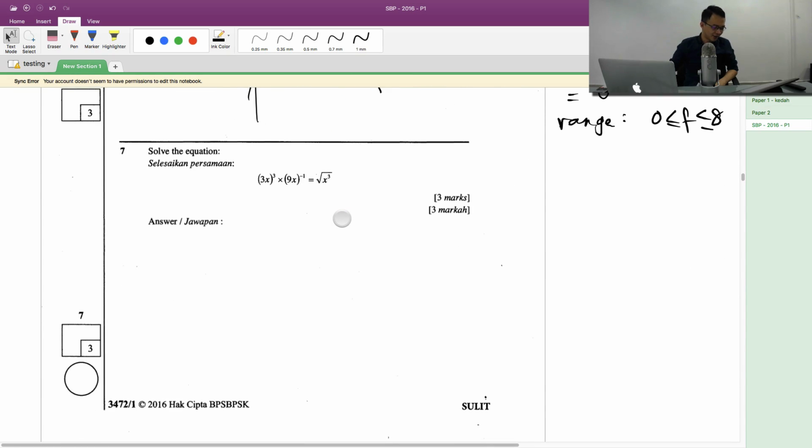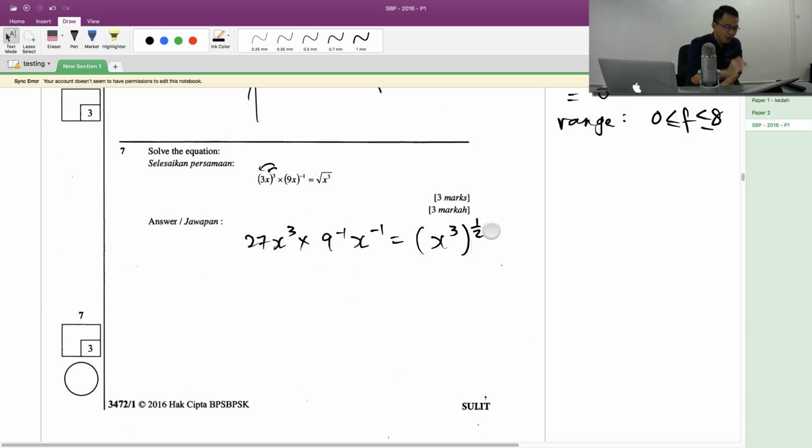Okay, this one is the indices, I guess. So I'm going to multiply the power of 3 into both. So I get 27 x power of 3. Multiply negative 1, I will multiply for both. I will have 9 power negative 1 x power negative 1. So this one is square root. So square root basically means power of half. Alright, so I will solve this one definitely. Since they are multiplied, I will solve this one first.